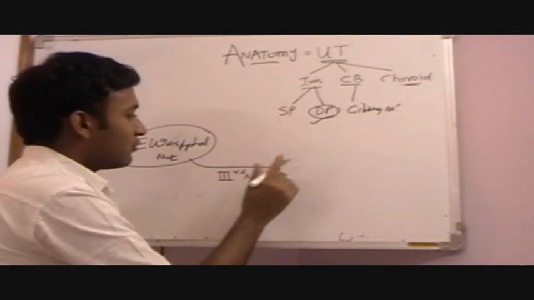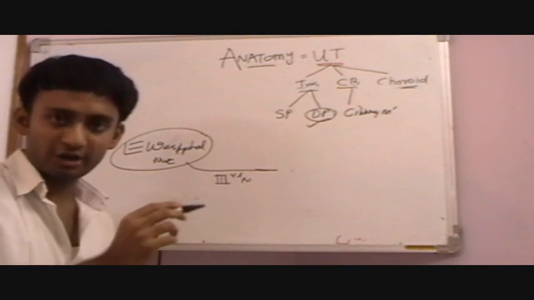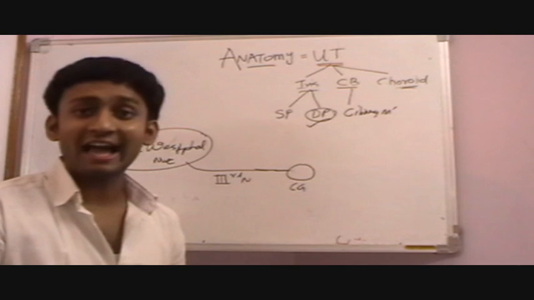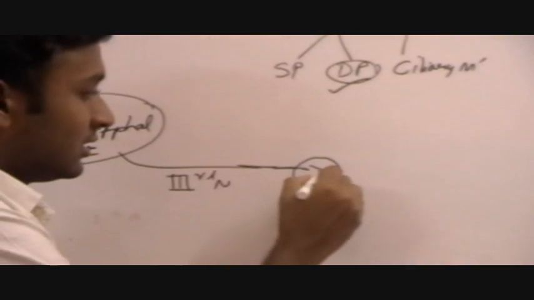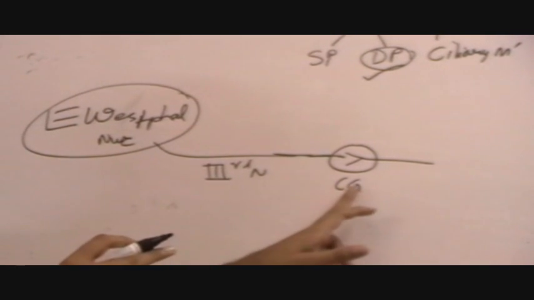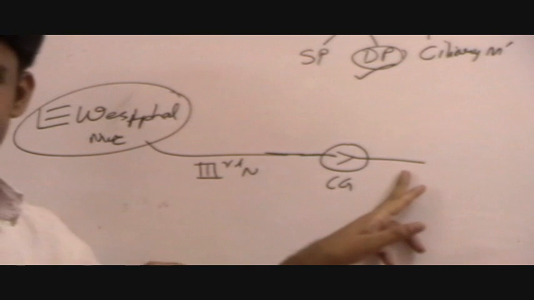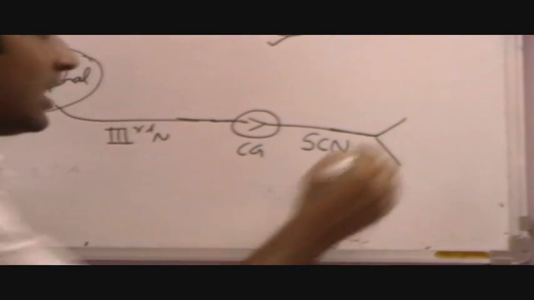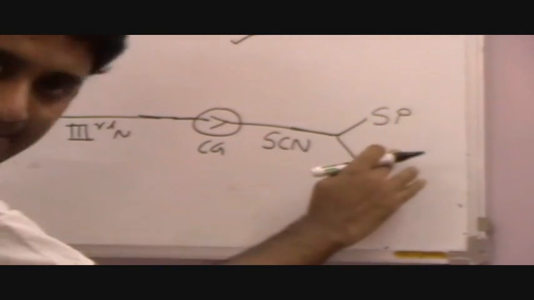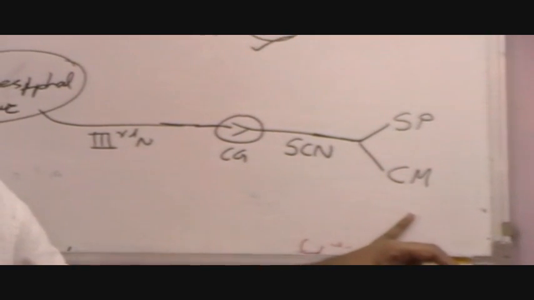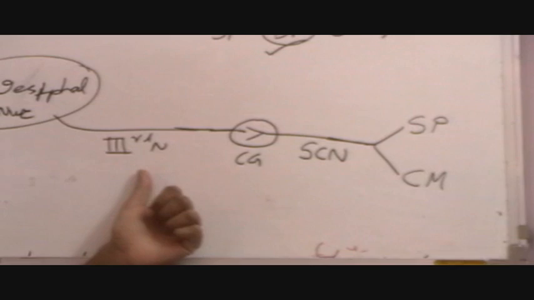Now this third nerve, the oculomotor nerve, is going to relay into this ganglion called the ciliary ganglion. These are the preganglionic parasympathetic fibers. This is the ganglion. The postganglionic parasympathetic fibers come out via a nerve called the short ciliary nerve and supply two important muscles, the sphincter pupillae and the ciliary muscle. So both of them receive parasympathetic nerve supply from the short ciliary nerve, which is nothing but the oculomotor nerve.